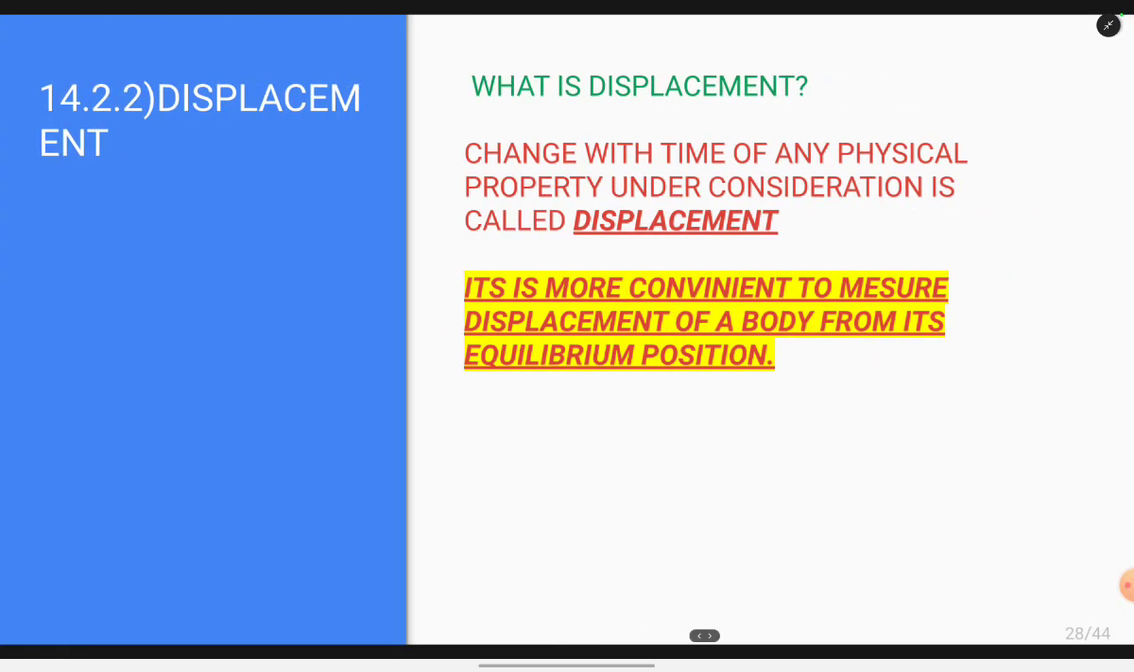So let's go to the second subtopic, that is displacement. What is displacement? Change with time of any physical property under consideration is called displacement. When a physical body changes with time, its position is changed, then it displaces. Thus it is called displacement. It is more convenient to measure displacement of a body from its equilibrium position.